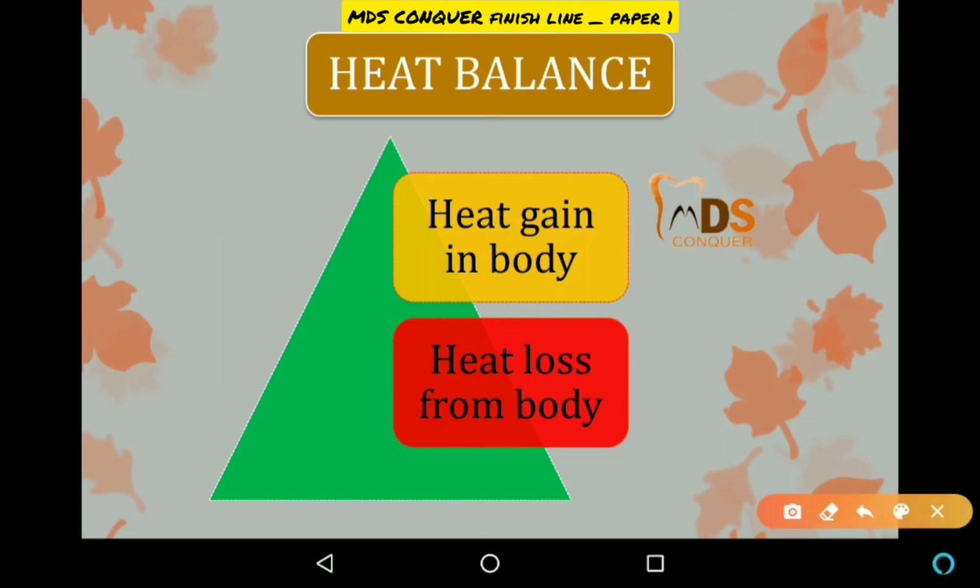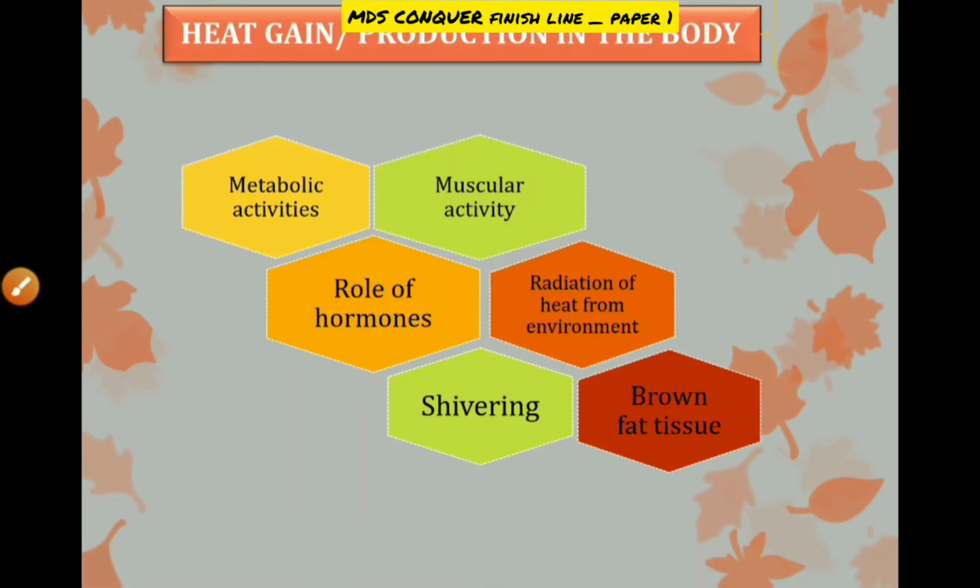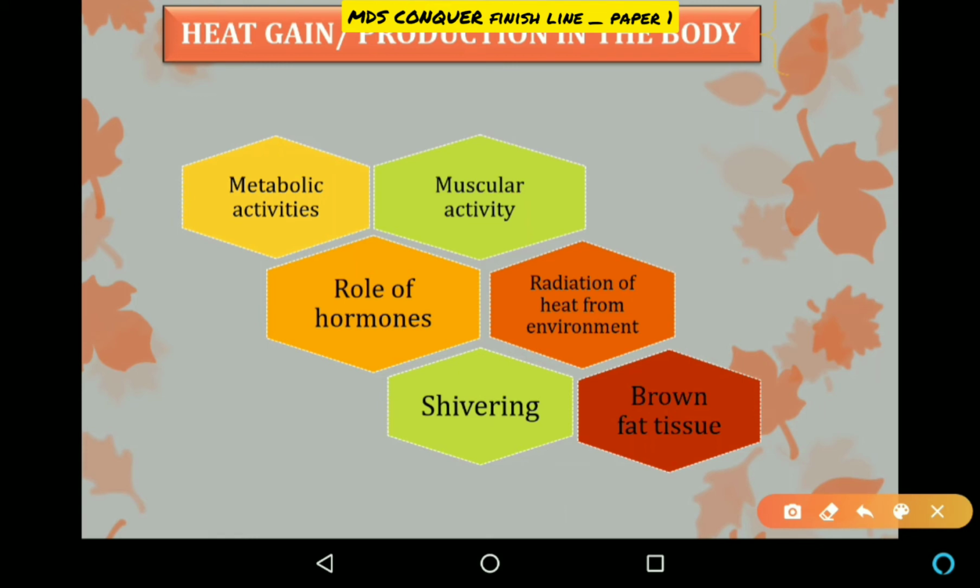As there will be increased or decreased body temperature in the pathological state, heat should be balanced in our body. This may be because of heat gain in the body or heat loss from the body. These two should be maintained. Heat gain or production in the body may be because of metabolic activities, muscular activity, hormonal activity, radiation from the heat, shivering and brown fat tissue. We'll see these things in the next slides.